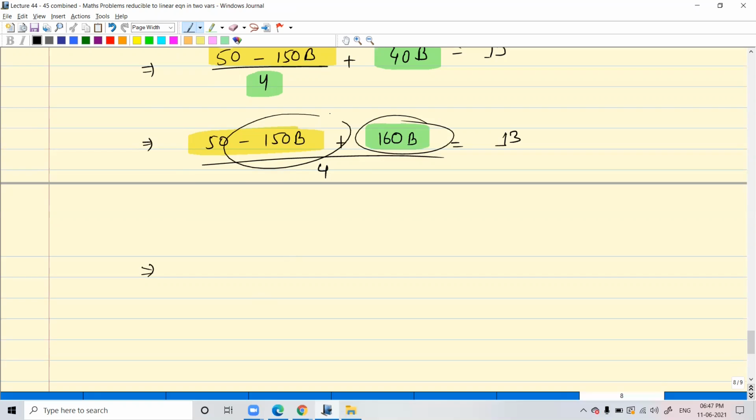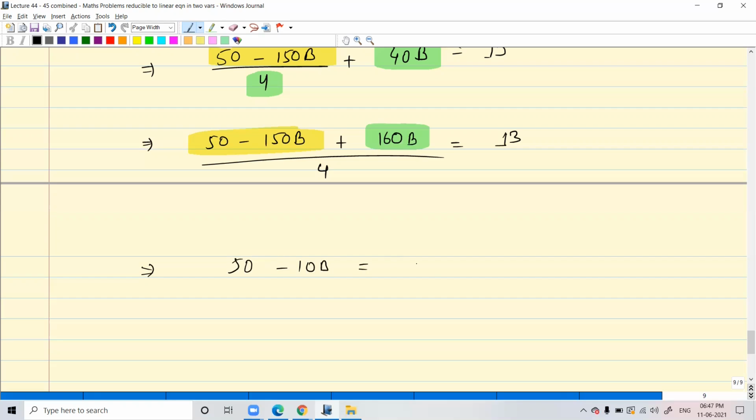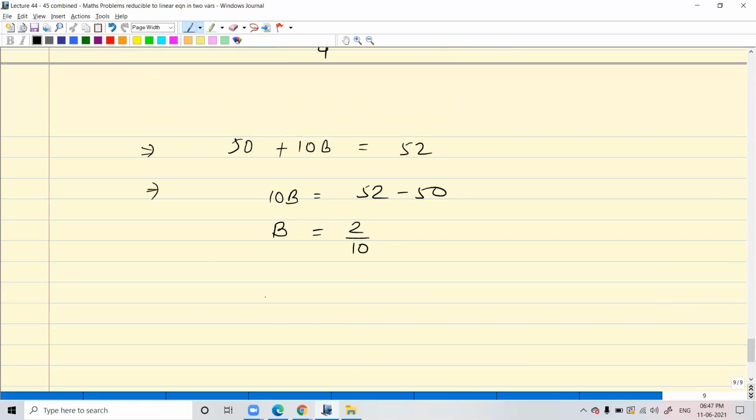Okay. So 160 minus 150 will become 10b, right? So it will be 50 minus 10b is equal to 52. So 4 and 13 multiplied became 52. Everyone okay so far? Yes, sir. 10b, I will send it to the other side and make it positive. It's positive 10b, right? 160 is bigger, so it will be plus 10b. Let's leave it here itself. Send this guy to the other side. So 10b is equal to 52 minus 50. So b is equal to 2 by 10. So I am getting b is equal to 1 by 5.